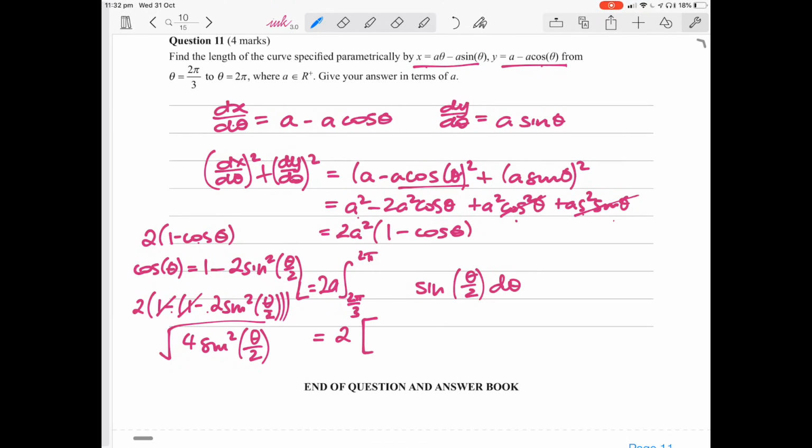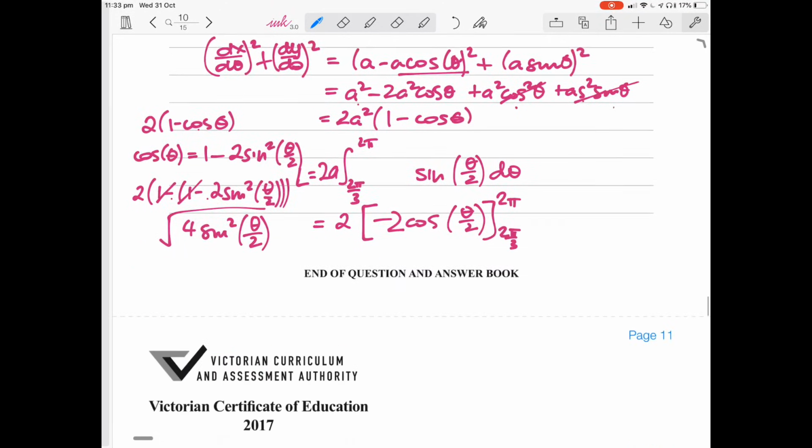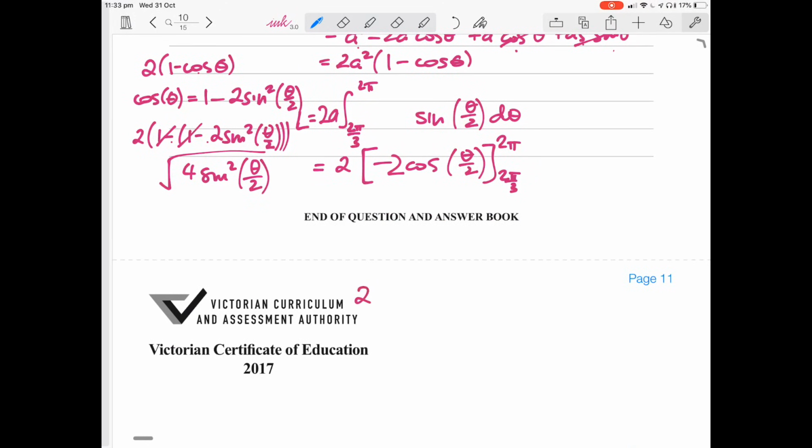Okay, so we get 2. Now if I integrate sine, cos when I derive it, I get negative sine. So it's going to be negative 2, because we've got to divide by a half, cos theta on 2 between 2 pi on 3. So I'm going to get 2, negative 2 cos 2 pi on 2 is going to be negative 1.